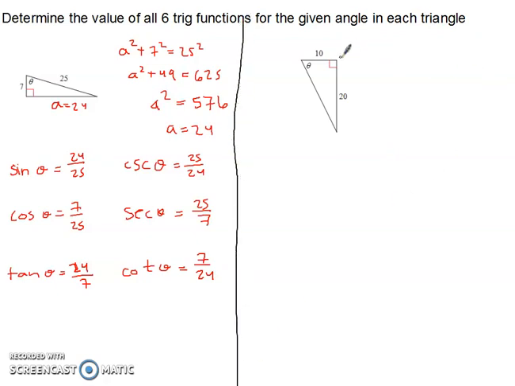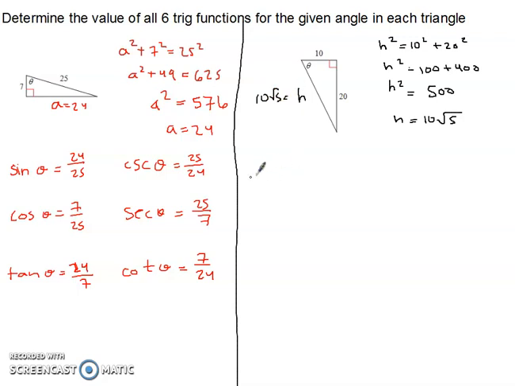For our second example, to find the hypotenuse h, I've got h squared is equal to 10 squared plus 20 squared. So h squared is equal to 100 plus 400. h squared is equal to 500, which means that h is 10 times the square root of 5 when I square root both sides. So then going through, I find all 6 trig functions: sine, cosine, tangent, cosecant, secant, and cotangent.